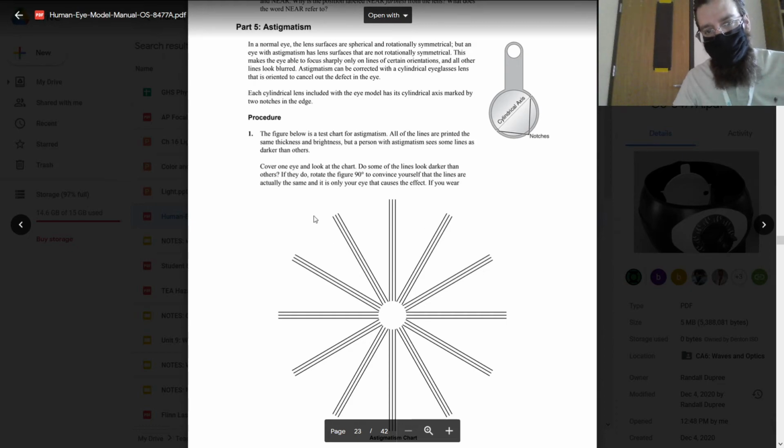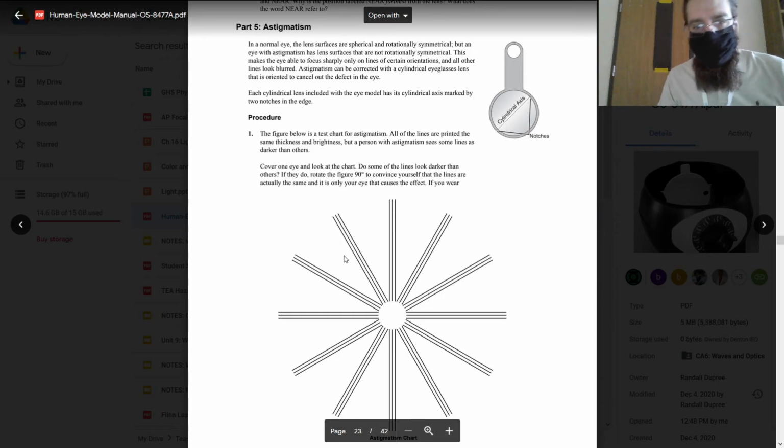If you look at these lines, it says right here, cover one eye and look at the chart. Do some of the lines look darker than others? If they do, then you need to rotate the figure 90 degrees and convince yourself that the lines are actually the same, and it's just your eye causing the effect. Obviously, I'm not a doctor, but if you do notice an issue here and you don't know that you have astigmatism, you may want to have a doctor look at that.